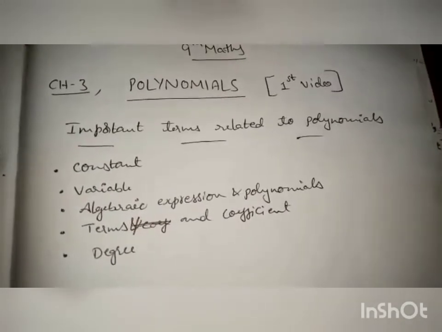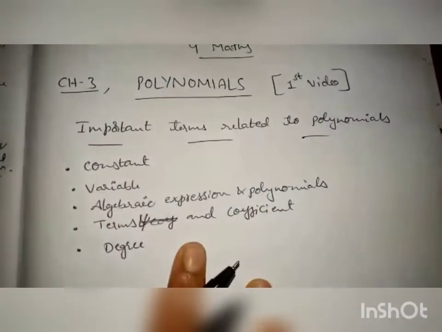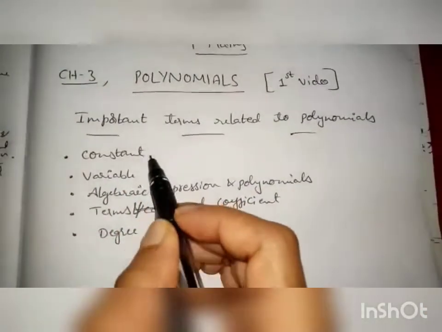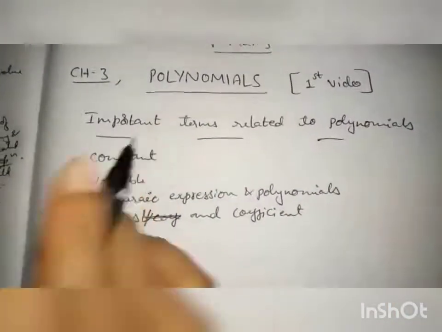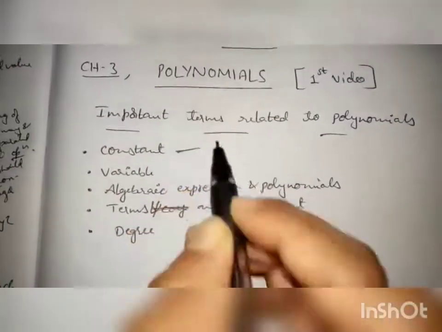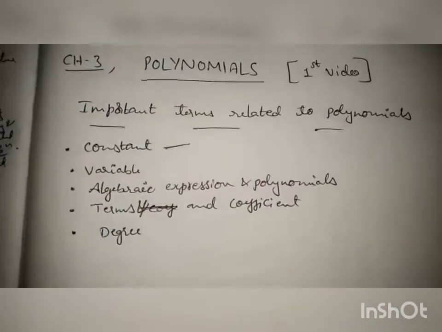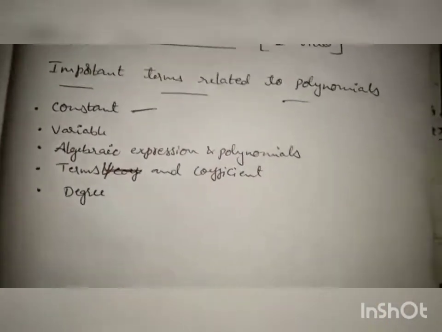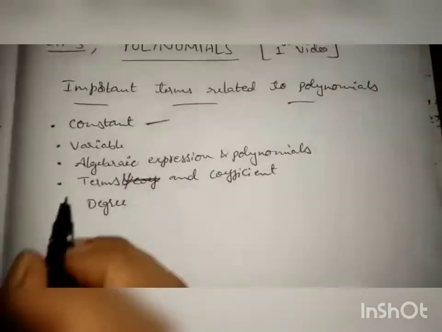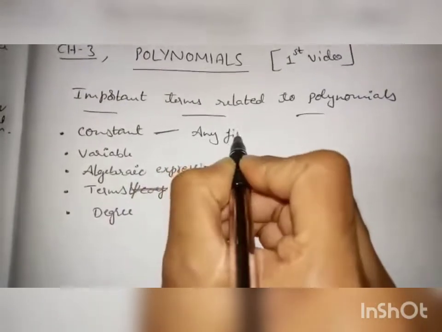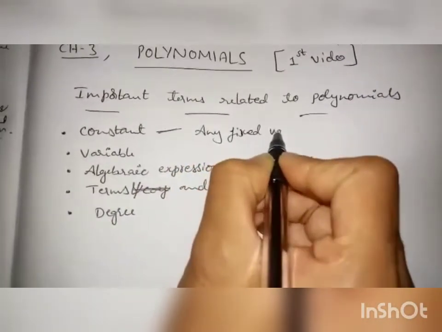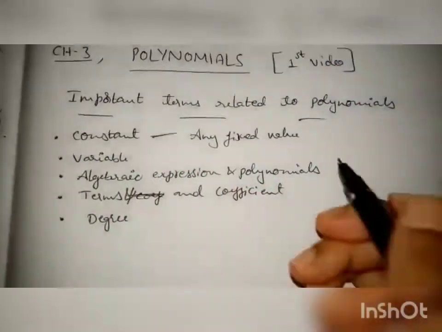Important terms related to polynomials. We'll see what is constant, variable, algebraic expression, and all. First, we'll come to constant. What is constant? Constant means a fixed value. Constant means what? Any fixed value which does not change.